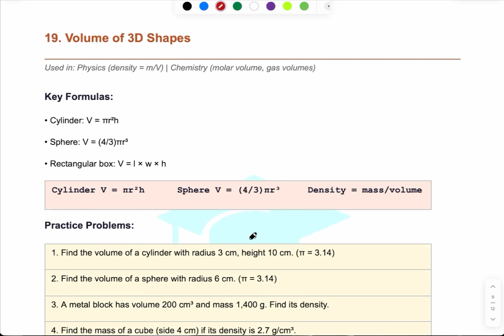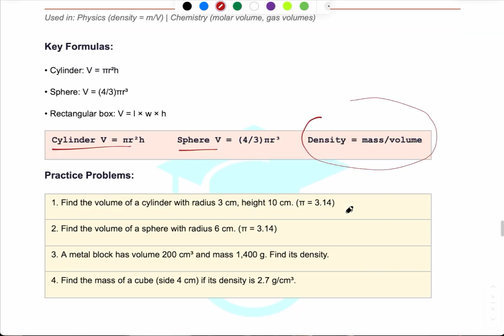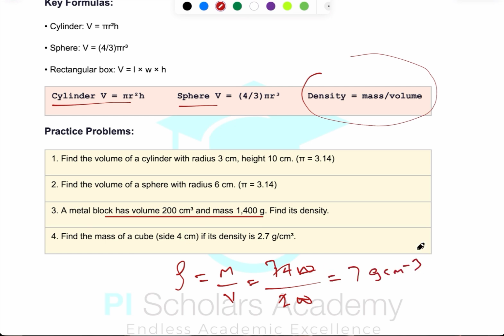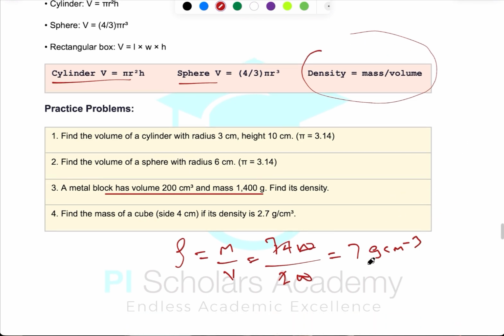Now, you need to know the volume of some solid shapes, especially a sphere and a cylinder. You need to know how to find the volume. I also need the relationship that density equals mass divided by volume. Density is what? Mass divided by volume. So look at a metal block. A metal block has volume 200 cm cube and mass 1,400 gram. So what is the density? Density equals mass divided by volume. That's going to be 1,400 divided by 200, which is 7. So the density is 7 grams per cm cube. You should be able to get that as well.